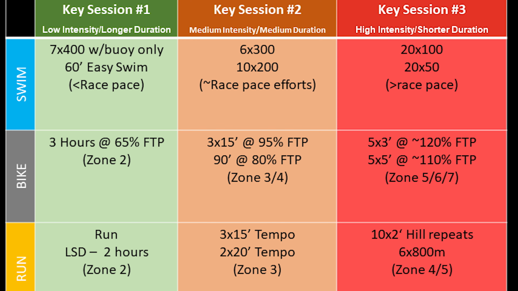Key session number 3. This could include hill repeats such as 10 by 2 minutes building up to threshold heart rate, or speed work, 12 by 400s, 6 by 800s. So again, these intervals are short. They're a lot faster than race pace.